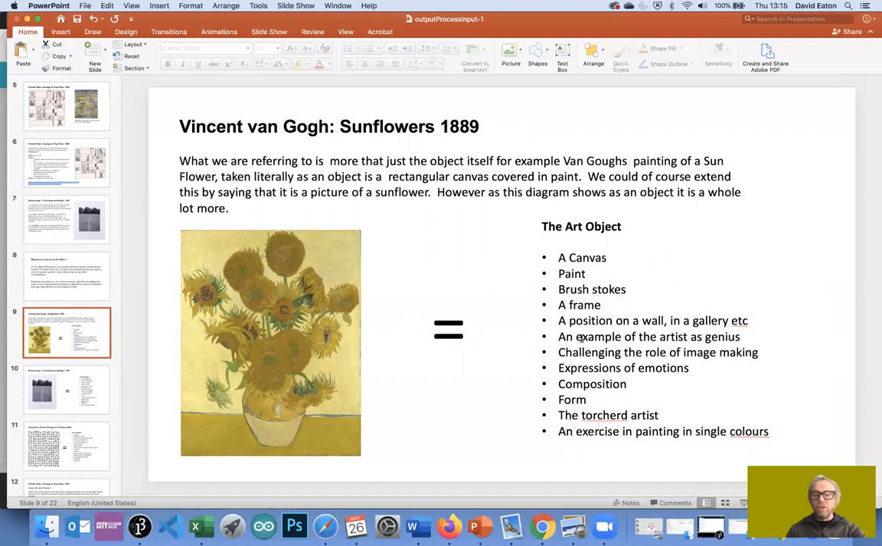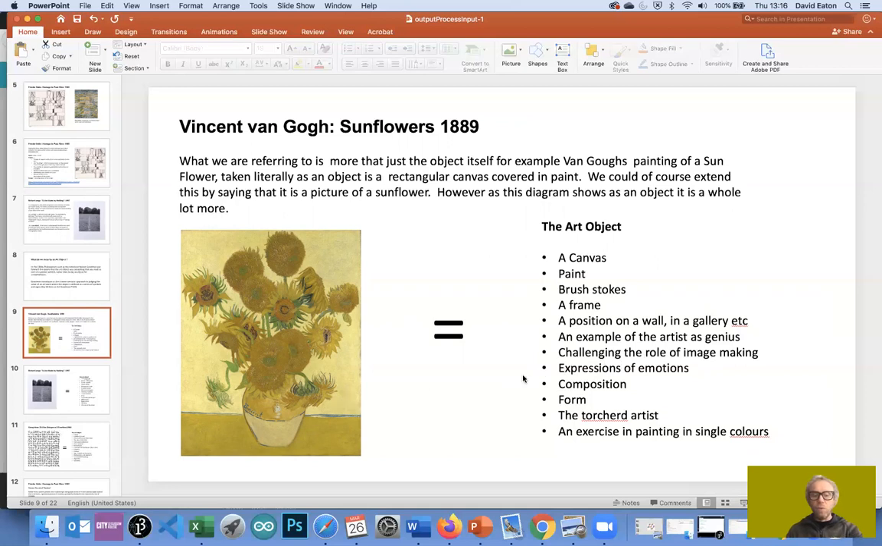There's also, is it an example of the artist as a genius? Obviously, people have portrayed Van Gogh as a genius, a tortured genius, as we put down here, the tortured artist. So the image is starting to take on a whole bunch of signs and symbols about it. He's challenging the role of image making. Again, I think we've talked about this in the past. Image making was being challenged because of the invention of photography. So there's some context going on now in why artists are starting to move away from traditional ways of painting and drawing.